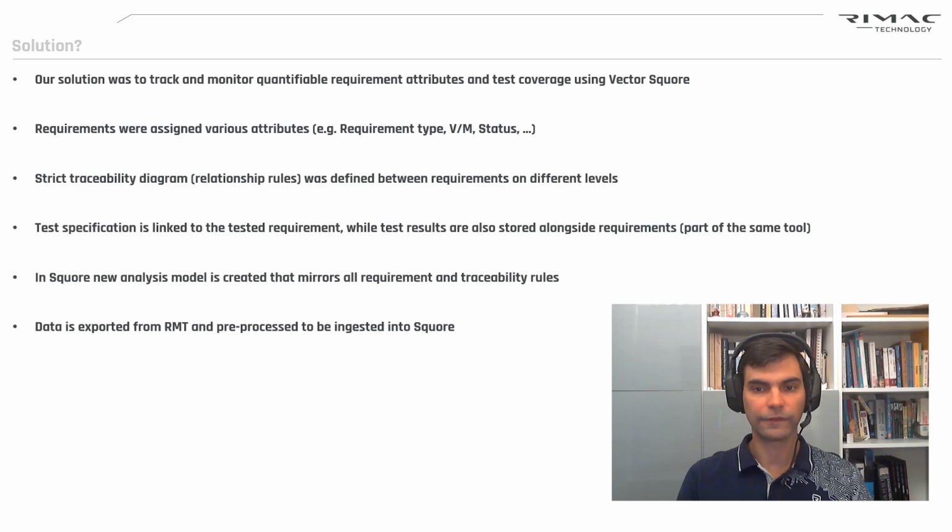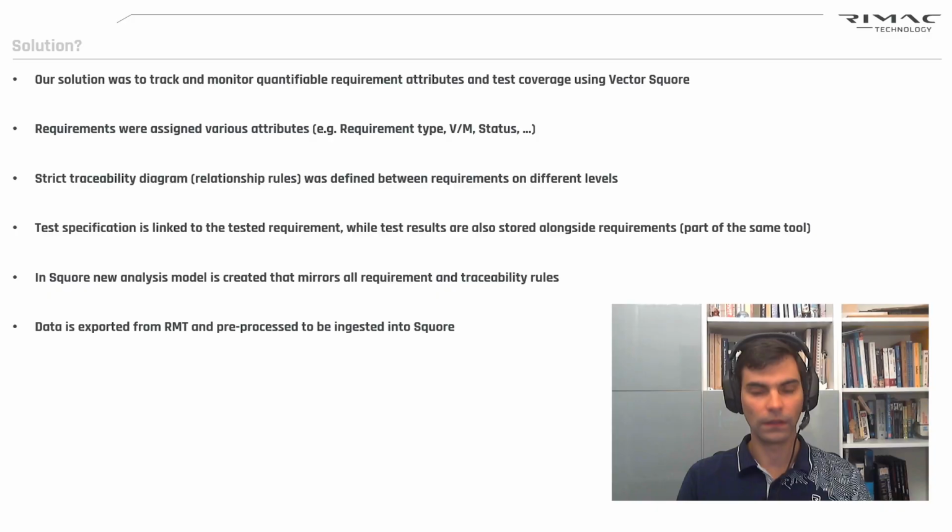Next, we defined a strict traceability diagram with relationship rules between requirements at different levels, such as system, hardware, and software. Test specifications are linked to the tested requirements, and test results are stored alongside the requirements within the same tool. In Squore, we have created a new analysis model that mirrors all requirement and traceability rules. And at the end, data is exported from requirements management tool into the Squore.